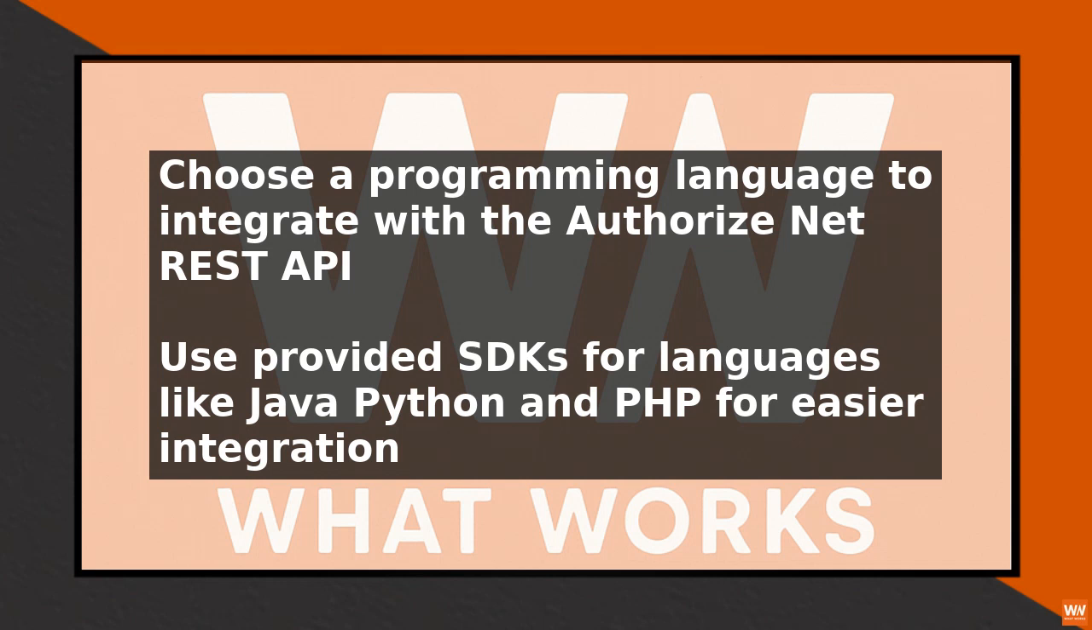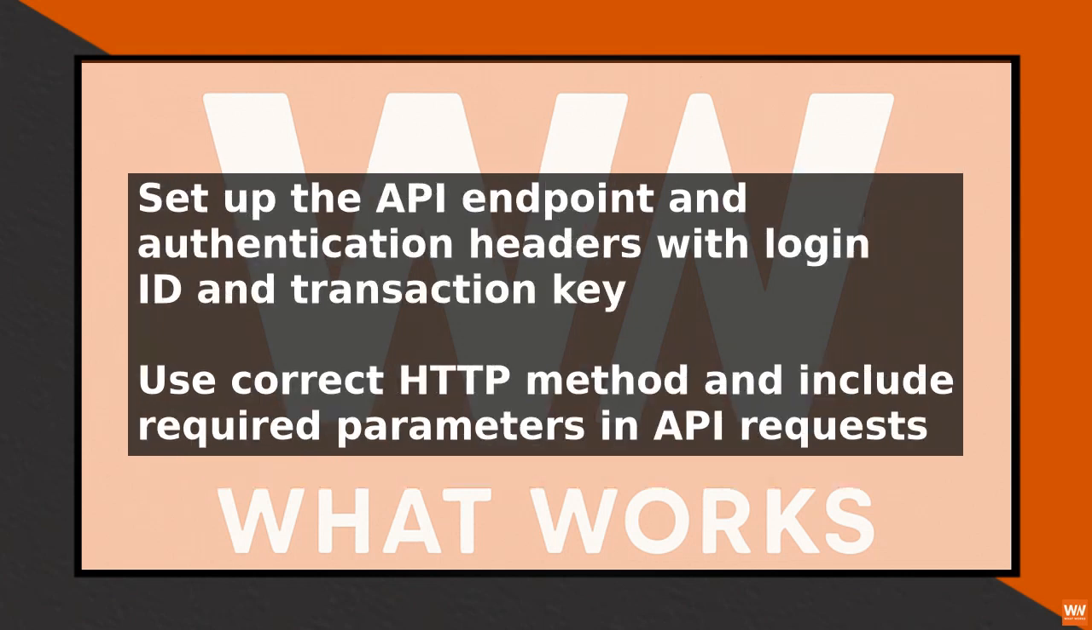To configure the API, you need to set up the API endpoint and authentication headers. The API endpoint is the URL where you will send your API requests, and the authentication headers include your API login ID and transaction key.